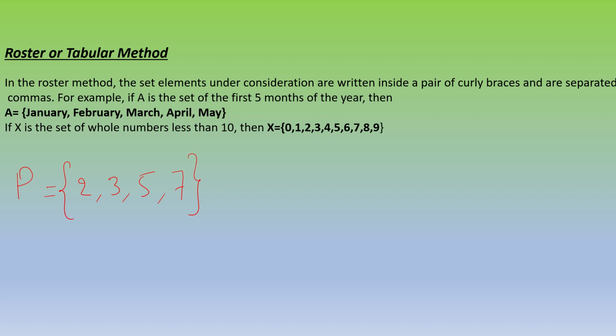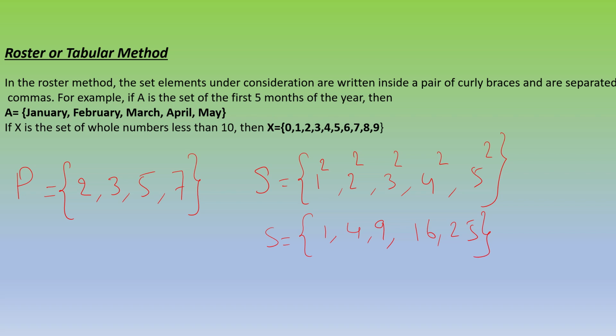Okay, like that we can write squares of first 5 natural numbers: 1 square, 2 square, 3 square, 4 square, 5 square. S is equal to 1, 4, 9, 16, 25. If you write the elements like this, this method of writing or representing a set is called roster form or tabular form. Okay.